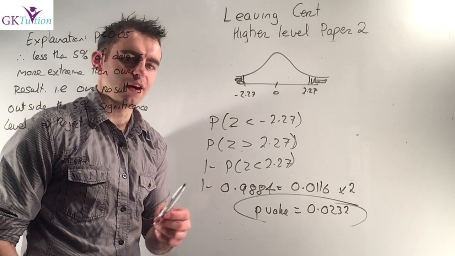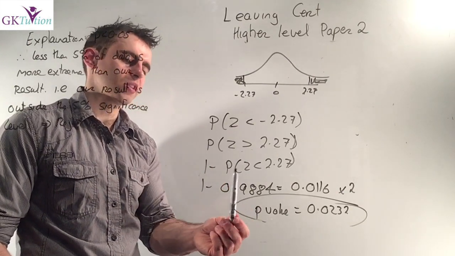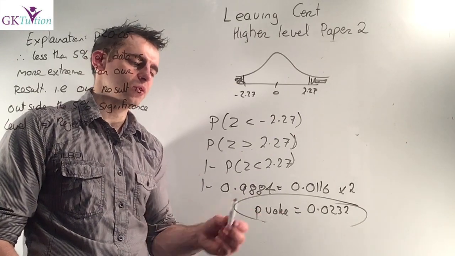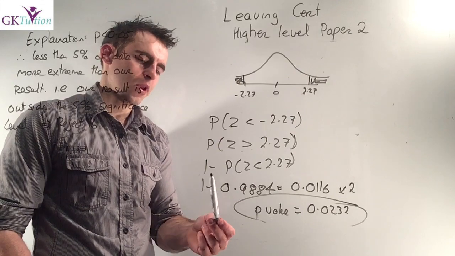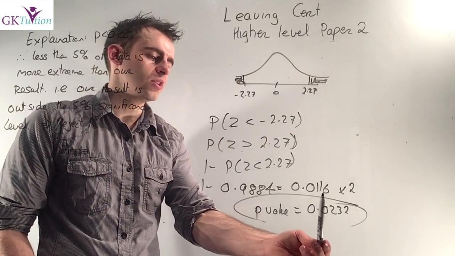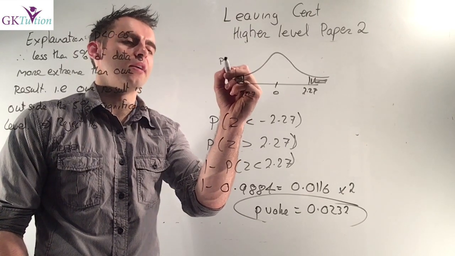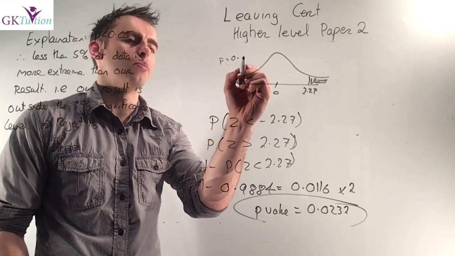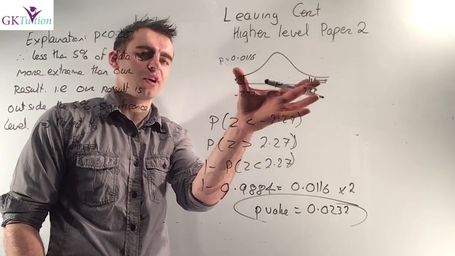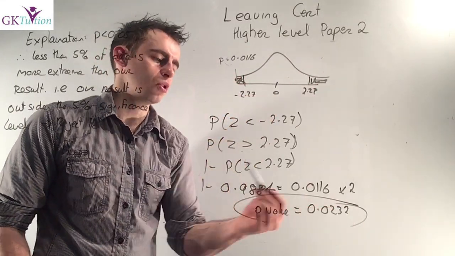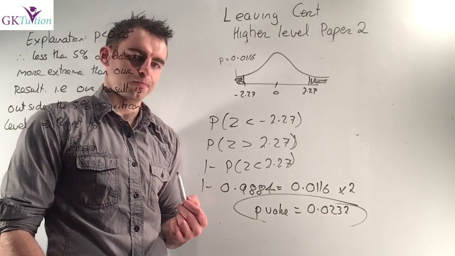I can't read a greater than off my log tables, so that's the same as 1 minus less than. 1 minus the probability z is less than 2.27. I can read that off my log tables. It's 0.9884. So 1 minus that is 0.0116. So the proportion of figures in there is 0.0116, but I need both regions. This is what's called a two-tailed test, so I need to multiply that by 2. My p-value is 0.0232.